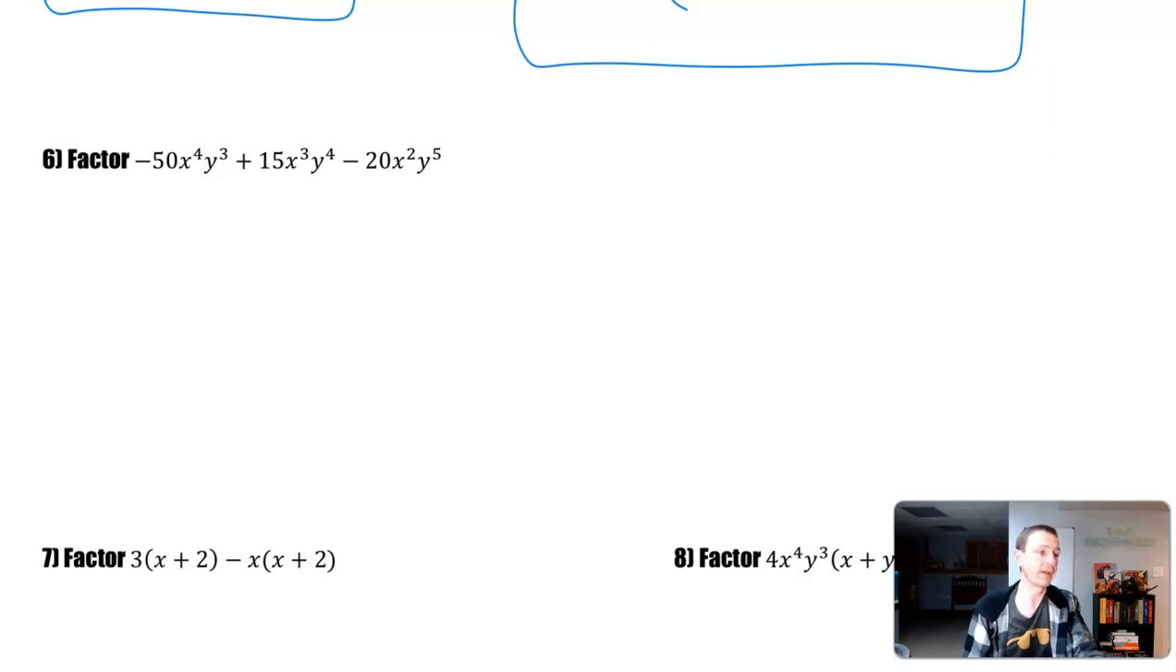That's going to be a 5. I can take out a 5, but I have that leading negative, so I'm going to factor out a negative 5. Let's look at the x's. X to the fourth, x to the third, x to the second. I could take out x to the second, because they all have at least 2. What about the y's? This is y to the third, y to the fourth, y to the fifth, so I can take out y to the third.